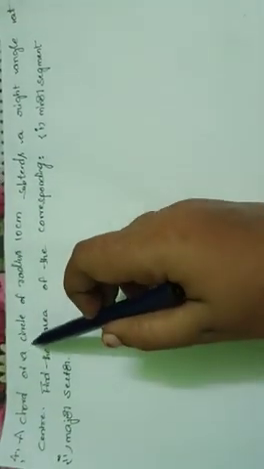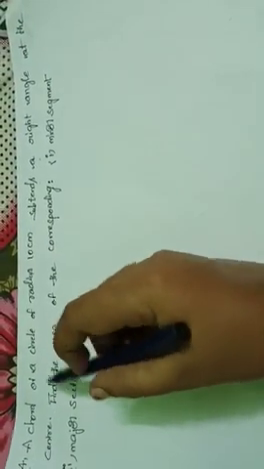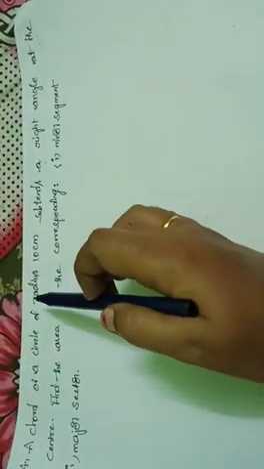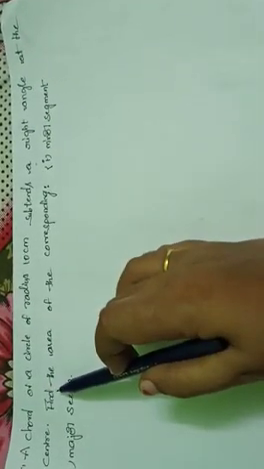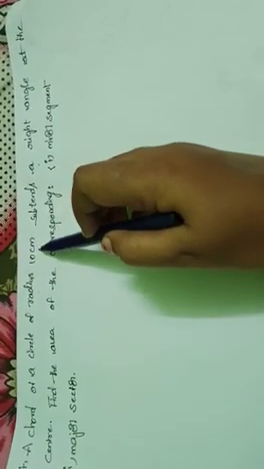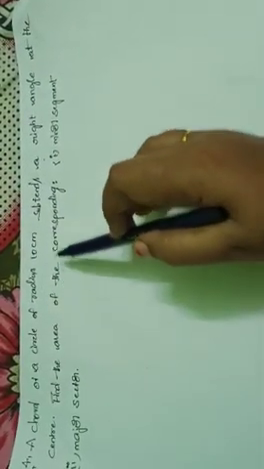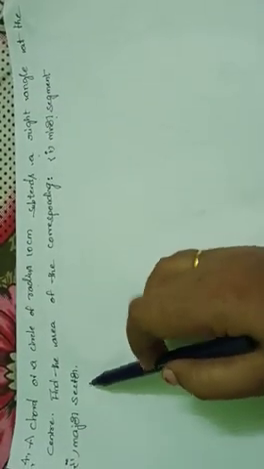Let's discuss fourth question, exercise 12.2. Read the question. A chord of a circle of radius 12 centimeters subtends a right angle at the center. It means chord and radius form a right angle at center. Is it clear? And given radius of the circle is 10 centimeters. Find the area of the corresponding minor segment and major sector.